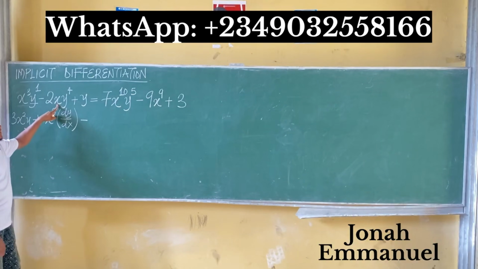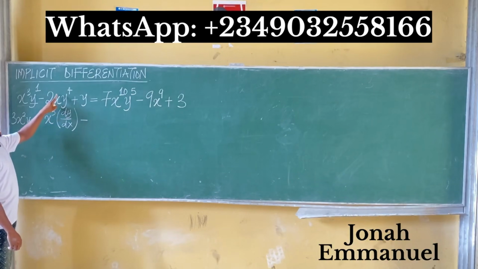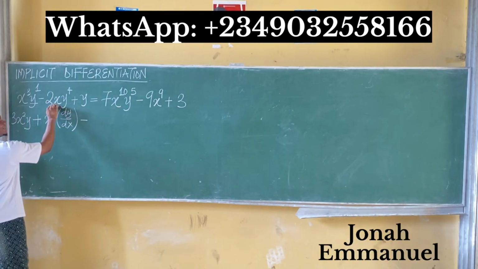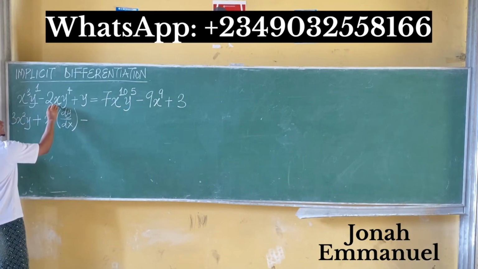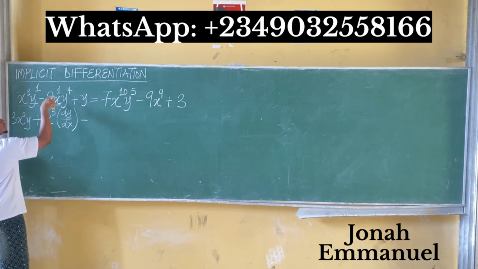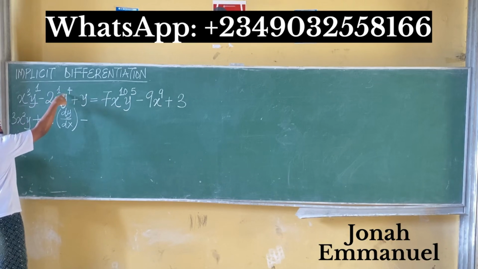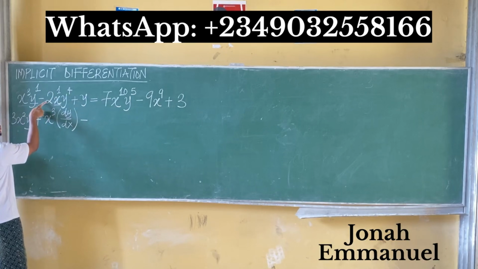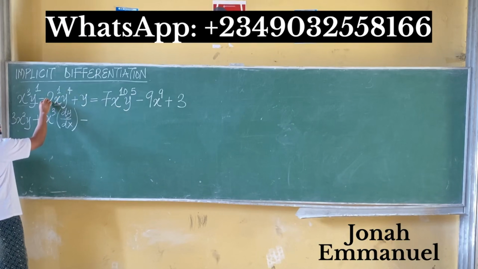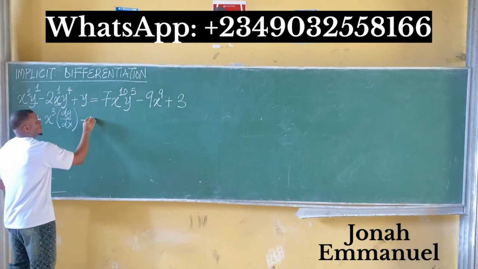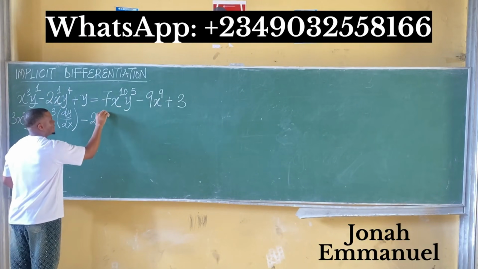Come to x. Differentiate just x here. What do you have here? 1. Leave the number alone and focus on x. Use 1 to multiply what is left. What is left there is 2 and then y to the power 4. So 1 times 2 times y to the power 4. What do you get there? 2y to the power 4.